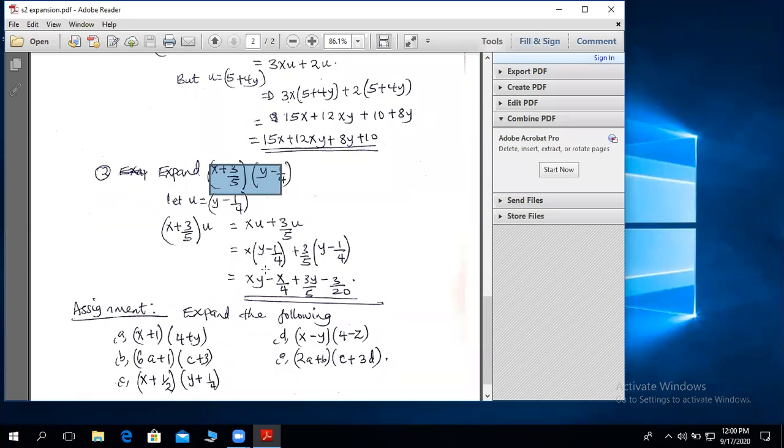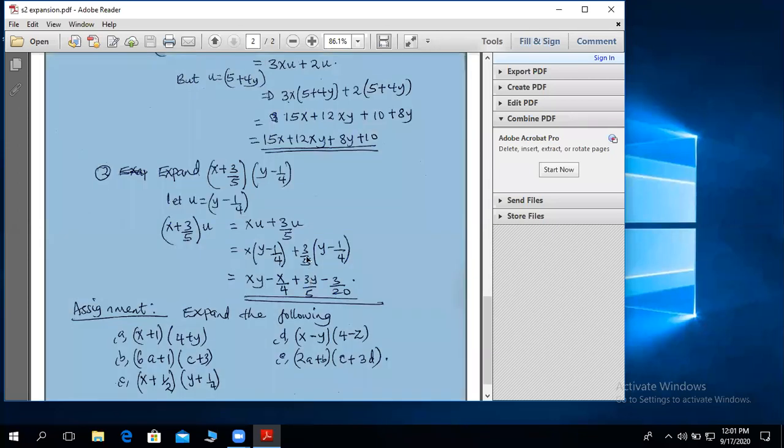x times y, the answer is xy. Then x times negative a quarter. The negative remains because x is a positive and the quarter is negative. So the answer is xy minus x out of 4, or a quarter x. They are the same. x times a quarter, you multiply x by 1 and it is x over 4. Then plus 3 out of 5 y.